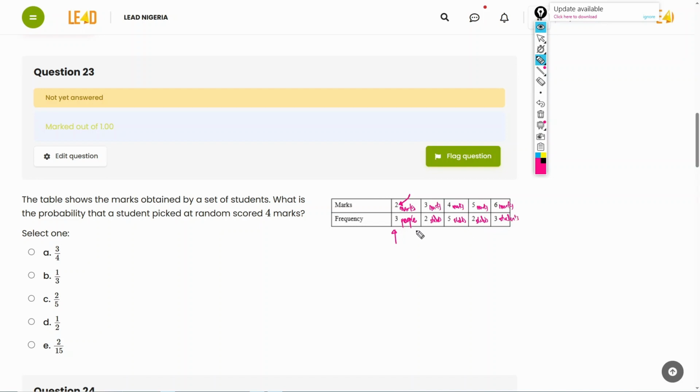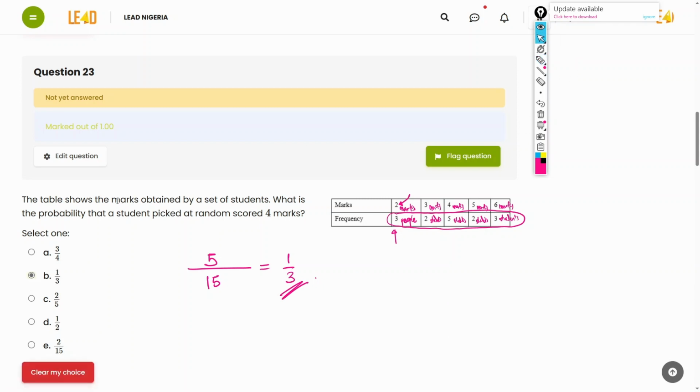All right, so if they say probability that a student picked at random scored 4, so how many students scored 4? That's 5 over the total number of students we have, which is 15. All right, so to find the total number of students, of course, you just add up the frequency, right? That's 15. So the probability when you reduce it is 1 out of 3. 1 out of 3, that's option B.